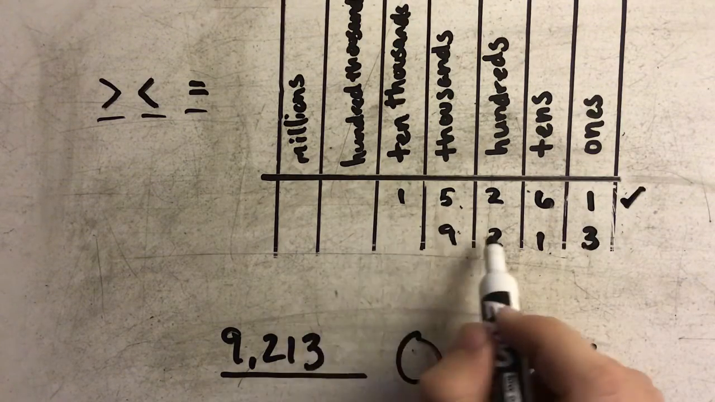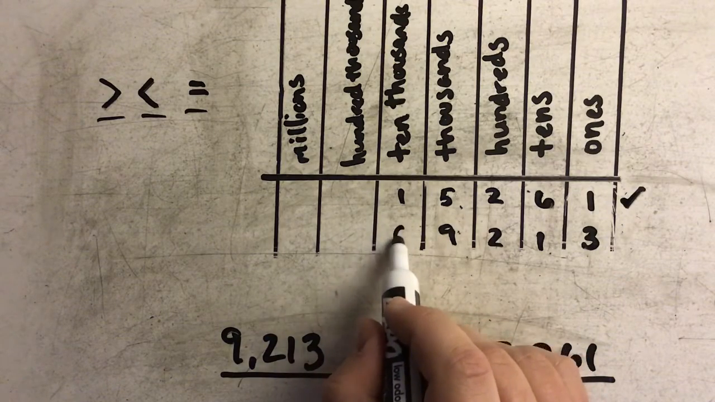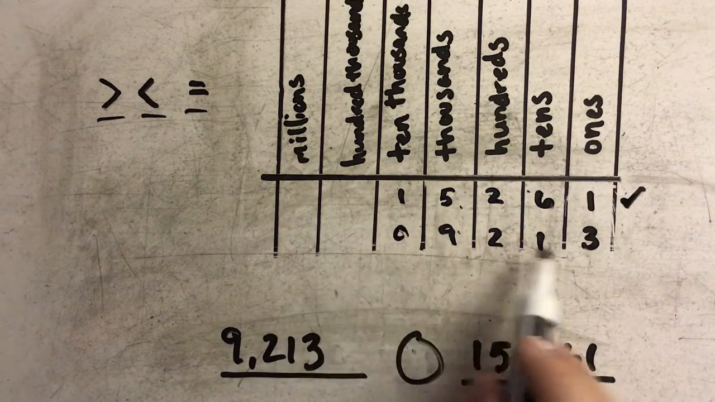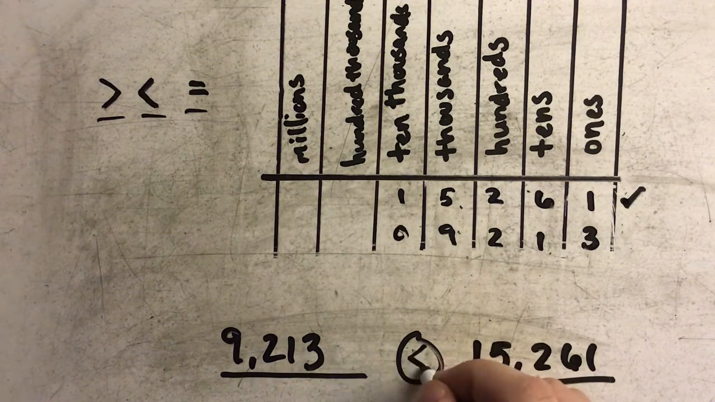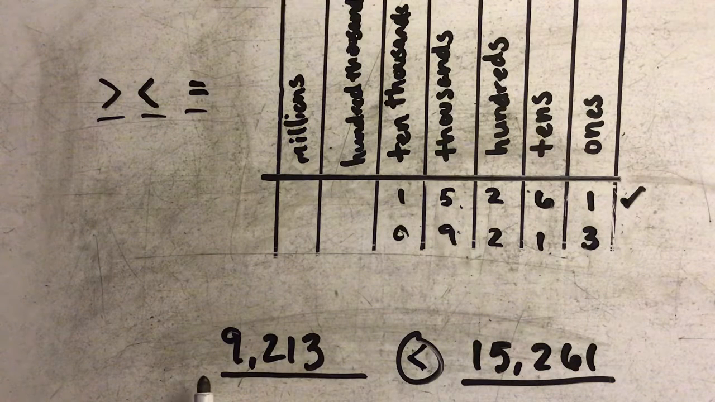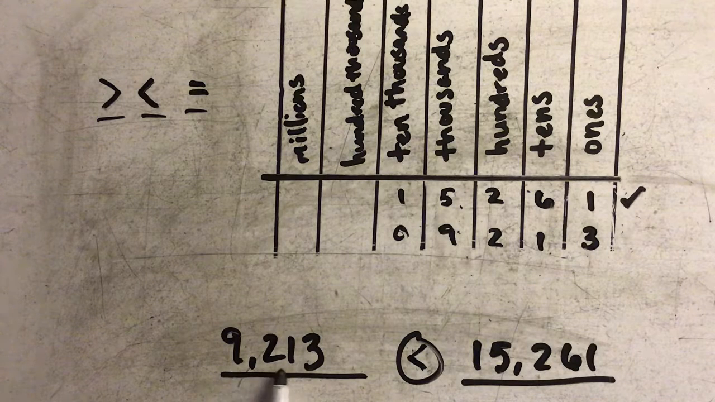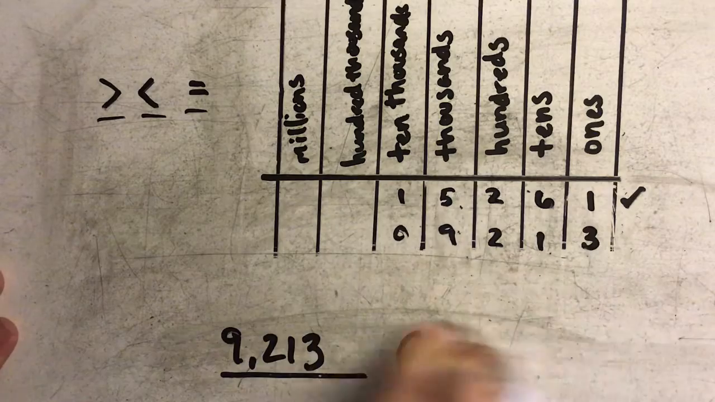If there is a digit missing in this column, I can assume that it's a 0, that there is no 10,000s digit for this number. So when comparing, I see that this number is actually the larger of the two numbers. So I'm going to use the less than symbol in this case. And again, I'm going to read it starting from left to right. And I would read that as 9,213 is less than 15,261. Again, I'm always reading from left to right when I'm comparing two numbers using a symbol.